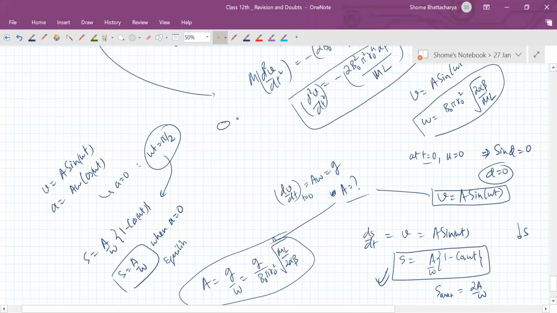So you can see the oscillation is happening between s equal to 0 and s equal to 2 times A by omega, and the mean position is in between. This is where the acceleration is 0.